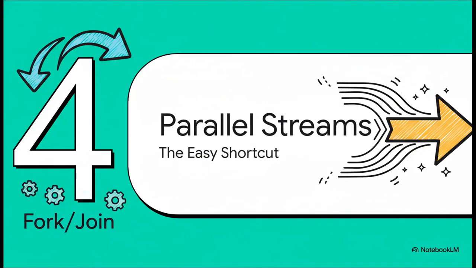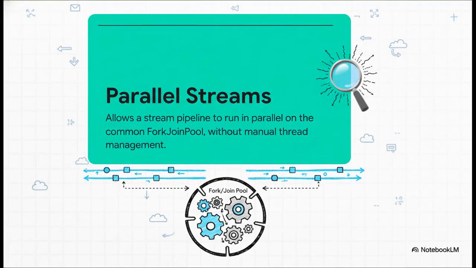Okay, so fork/join is clearly powerful, but let's be honest, writing those special task classes can feel a little clunky. So now let's talk about the much more common way you'll use this power, parallel streams. Think of this as the easy-to-use shortcut. So what is a parallel stream? It's really just a regular Java stream that's been told to run its operations in parallel.